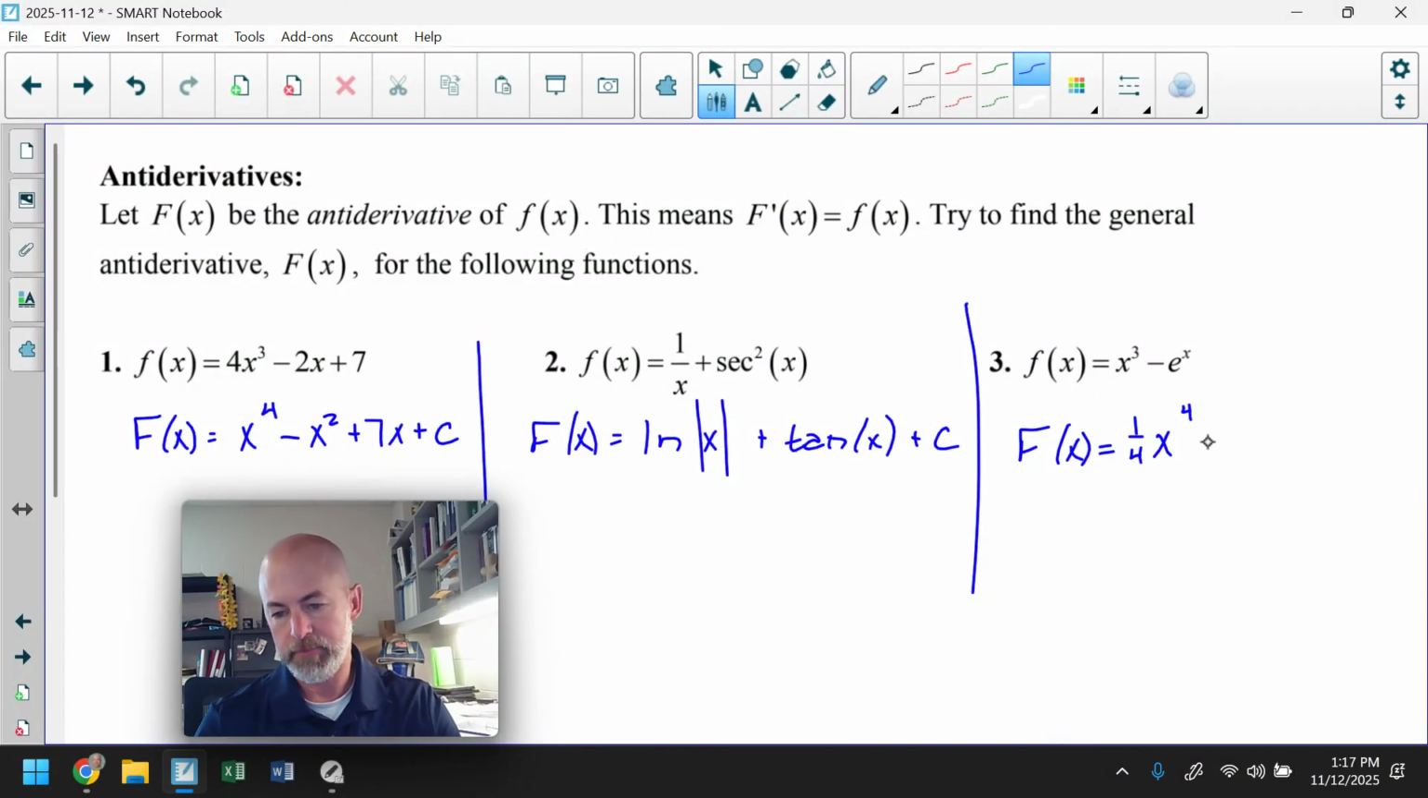e to the x, as far as I know, is the only non-zero function that is its own derivative, and it is its own antiderivative as well. And then don't forget the plus c.